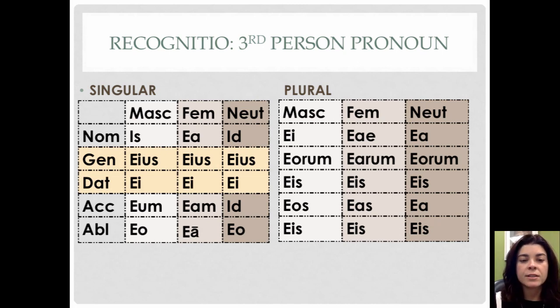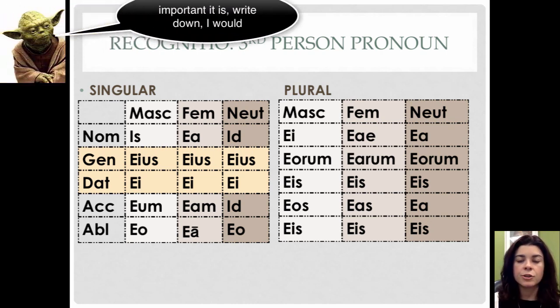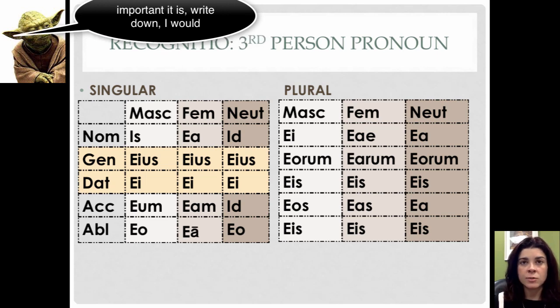Remember the VIPs, the genitive and dative eius and ei, the ius and i pattern for almost all pronouns we've been learning so far is still showing up. So is, ea, id, eius, eius, eius, ei, ei, ei, eum, eam, id, eo, ea, eo, and then in the plural, ei, eae, ea, eorum, earum, eorum, eis, eis, eis, eos, eas, ea, eis, eis, eis. These are all the ways that we say he, she, and it, as well as they.